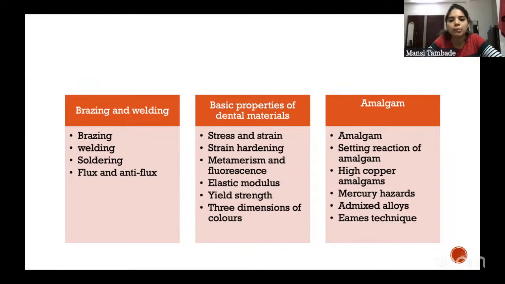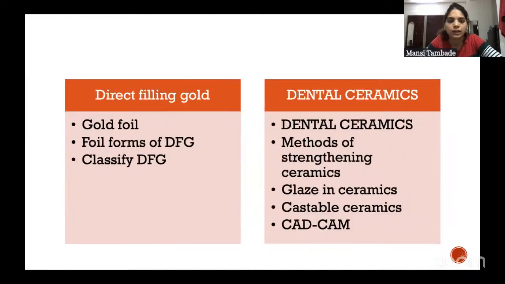Basic properties of dental materials: stress and strain, strain hardening, metamerism, fluorescence, elastic modulus, yield strength, then 3 dimensions of color, that is hue, value, and chroma. Amalgam, we have amalgam, setting reaction of amalgam, high copper amalgams, mercury hazards, admixed alloys, and Eames technique. Then direct filling gold, we have gold foil, foil forms of DFG, classified DFG. Okay, dental ceramics, methods of strengthening ceramics, glaze in ceramics, castable ceramics, CAD/CAM.